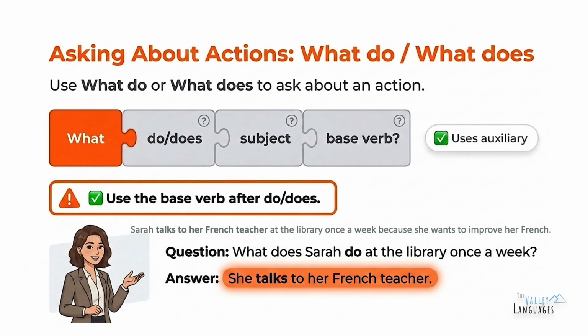We use what do or what does followed by the subject, and then, and this is absolutely key, the base verb. You have to remember to always use the base verb after do or does. So to ask about Sarah's whole activity, the question becomes, what does Sarah do at the library once a week? And the answer is the action itself. She talks to her French teacher.